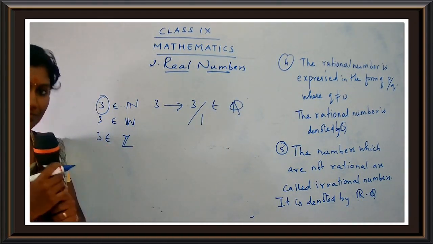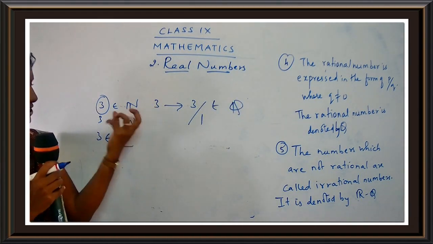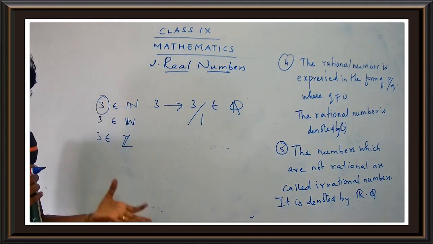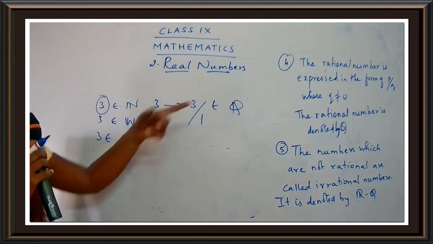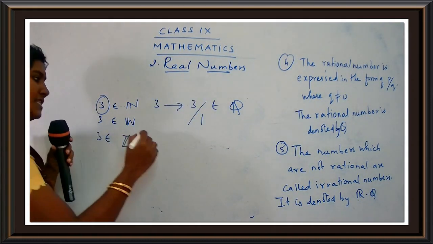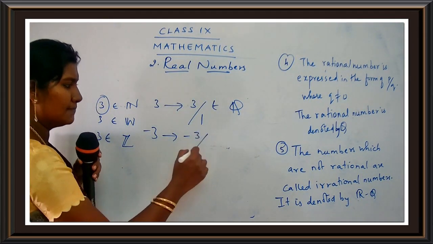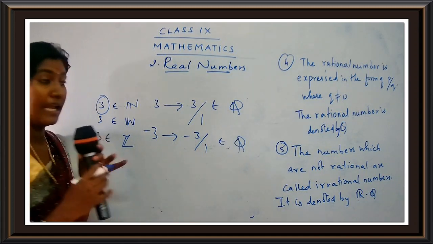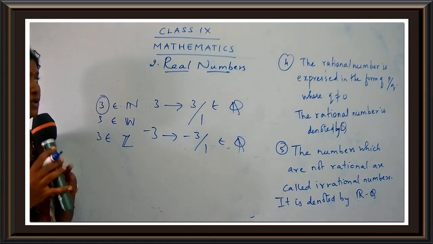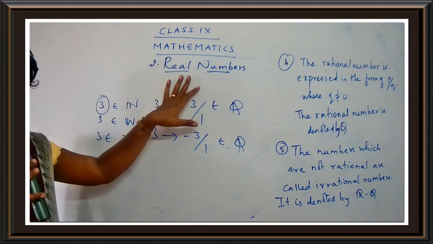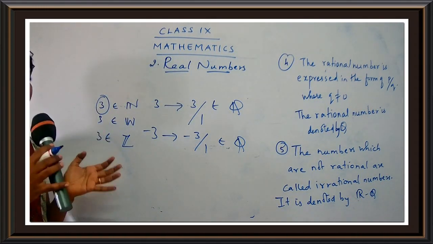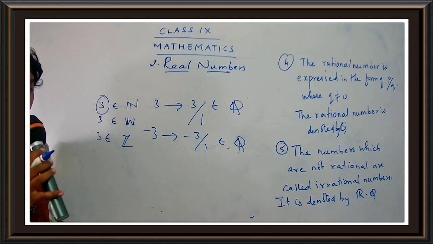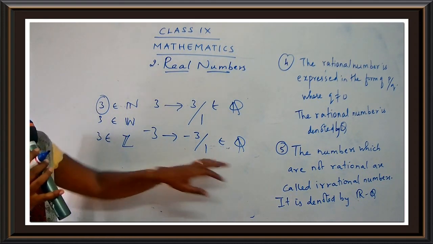Yes, children? See? So we can write the natural number, or the whole number, or the integer in the form of a rational number. Minus 3 is the same way. We can write minus 3 as minus 3 upon 1, which is again a rational number. So what can you say about a real number? Real numbers consist of rational numbers and irrational numbers.